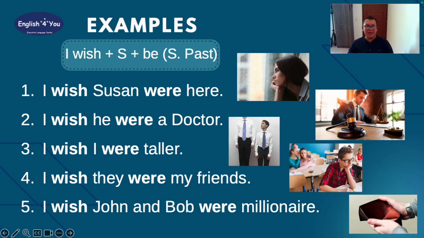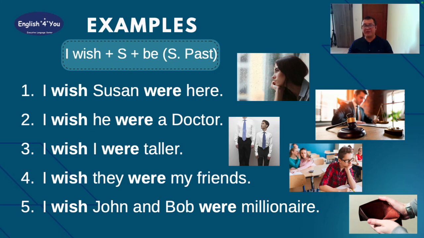Sentence number 3. I wish I were taller. I wish I were taller. So look at the picture. This guy is pretty short. Is he tall? No, this guy is short. Of course, this one is tall, but this one, the one who's short, I wish I were taller. Repeat after me. I wish I were taller. Is he tall? No, he's not tall. He's short.